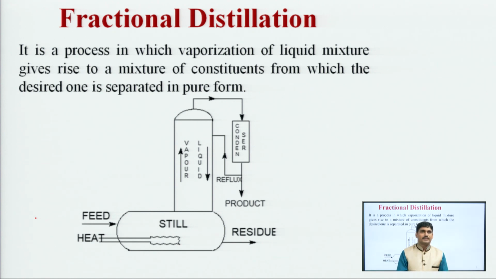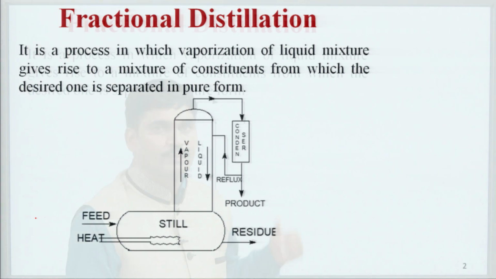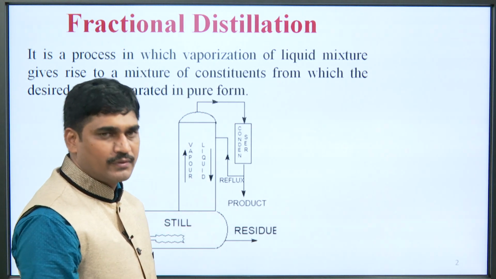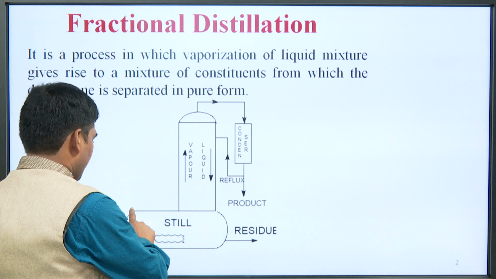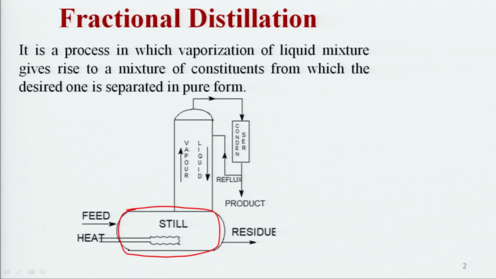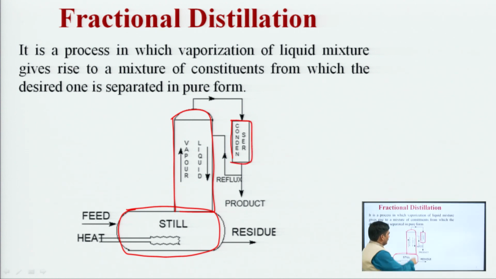As is evident in the diagram, there are 3 different parts of the fractional distillation apparatus. The first part is a still, the second part is the rectification unit, and the third part is the condenser. The rectification unit, or fractionating column, is the main unit where the separation takes place.